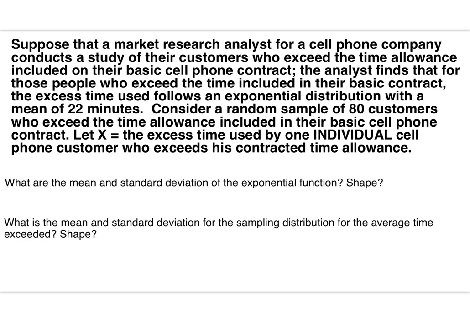Suppose that a market research analyst for a cell phone company conducts a study of their customers who exceed the time allowance included in their basic cell phone contract. For those of us who for many years did not have unlimited data, you got capped at a certain number of minutes, a certain amount of data, that kind of thing. The analyst finds that for those people who exceed the time included in their basic contract, the excess time used follows an exponential distribution. So the minute that happens, you're thinking, what are my formulas and concepts related to an exponential distribution?